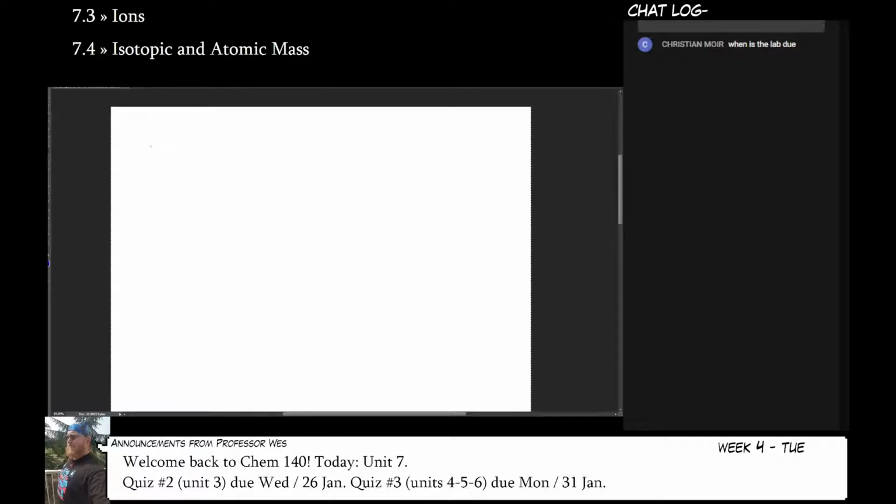So if I have a vial, so here's the lid of my vial, and here's the vial itself. And then I put water in it. So there's my water.